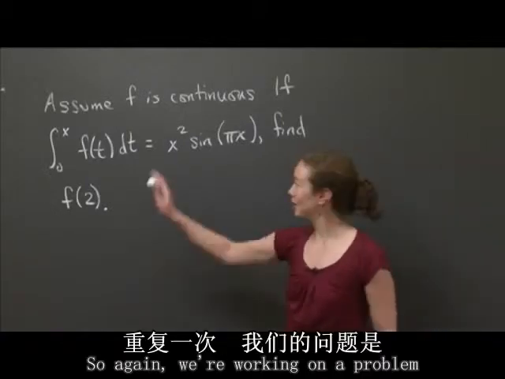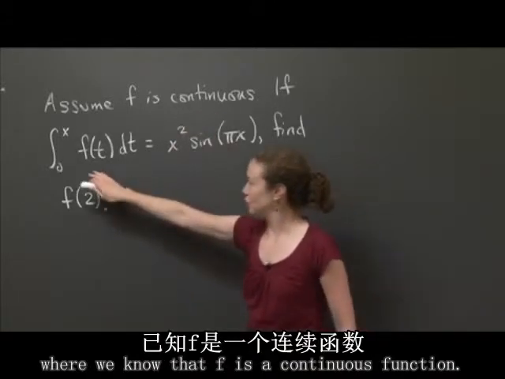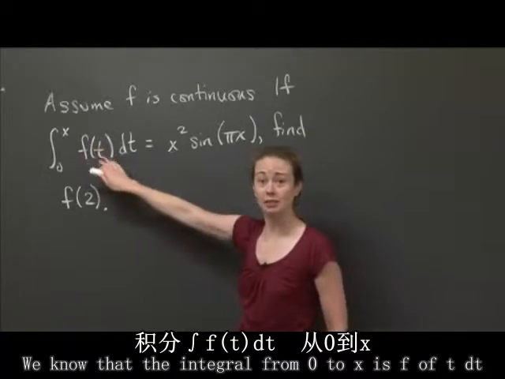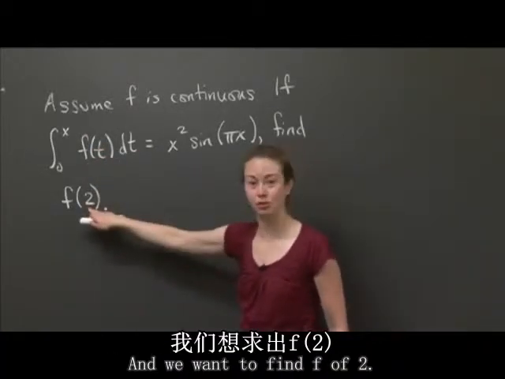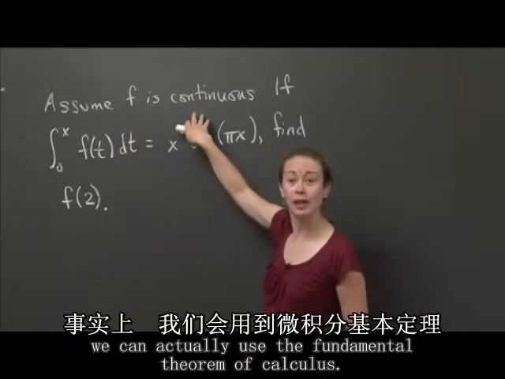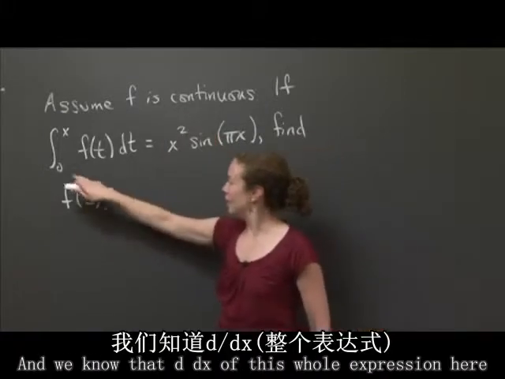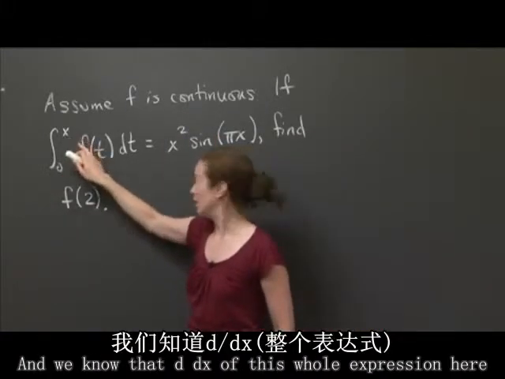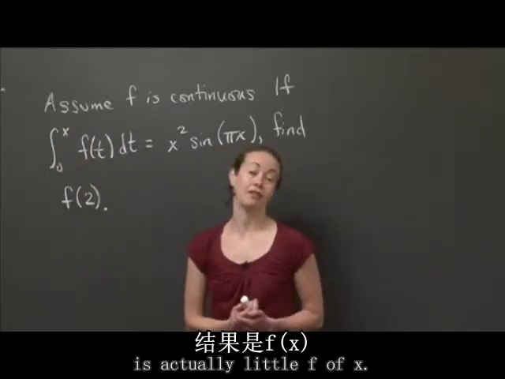Welcome back. So again, we're working on a problem where we know that f is a continuous function. We know the integral from 0 to x of f of t dt is equal to a certain function, and we want to find f of 2. Because we know little f is continuous, we can use the fundamental theorem of calculus, and we know that d dx of this whole expression here is actually little f of x.